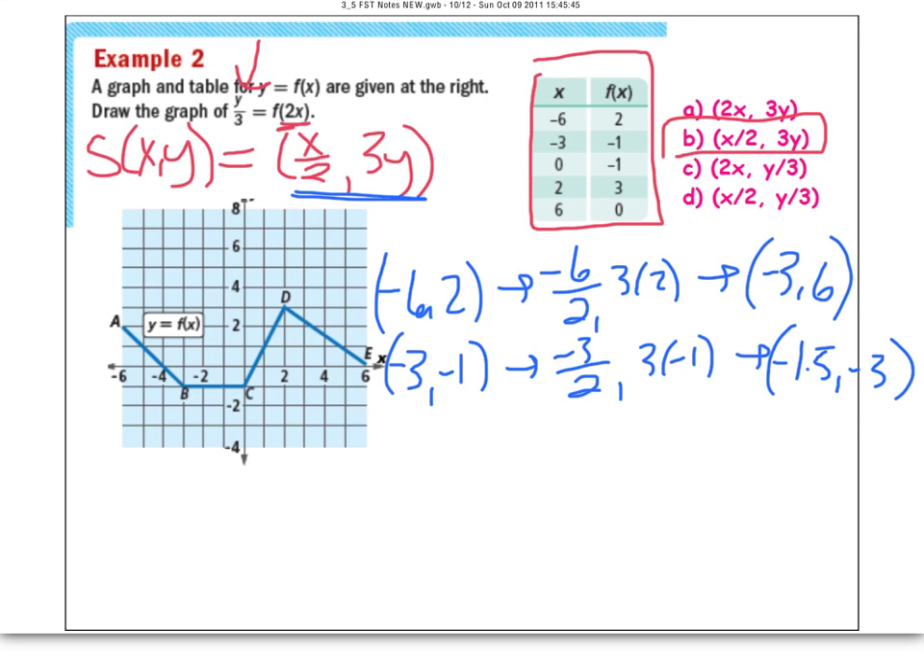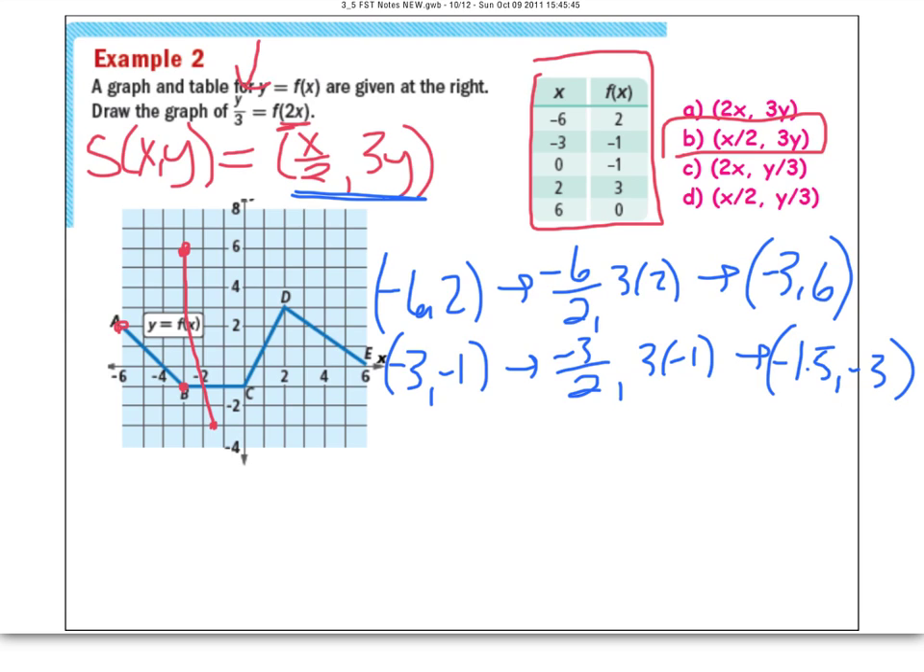So negative 3, 6 is going to go way up here. So A here shoots way up there. This guy here, that point B, is going to go to negative 1.5 and negative 3. So it shoots way down here. Well, let me connect them. That's the first one. Okay.